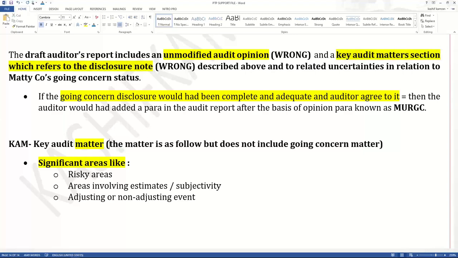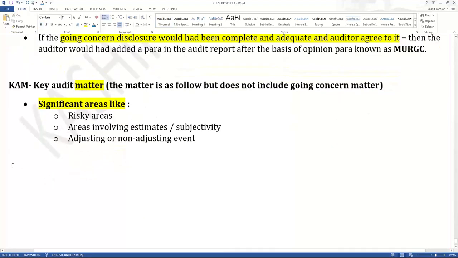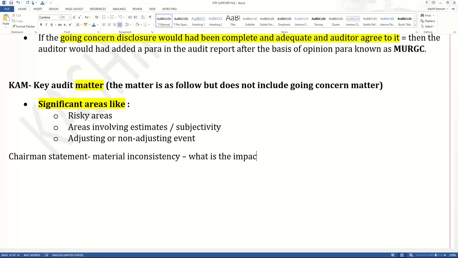Okay, now just testing you. The chairman statement: there was a material inconsistency in the chairman statement. Have you done anything in the audit report for that? You read that with me today. So what is the impact of this on the audit report? Have we included any impact of this in the audit report above? No. So is the report wrong?